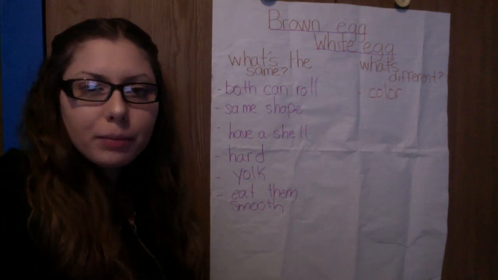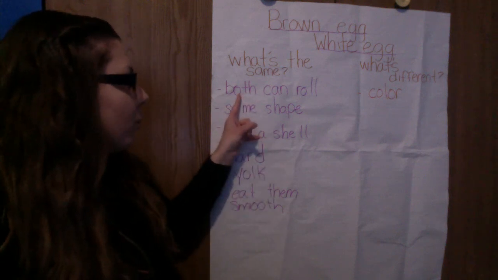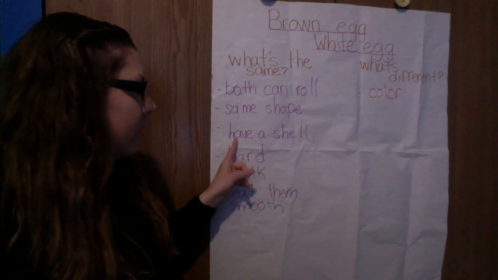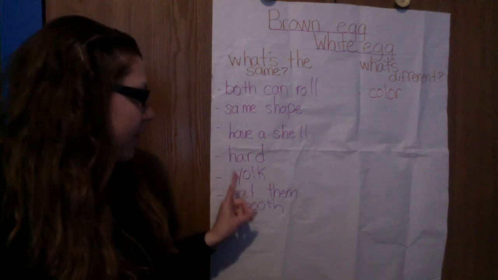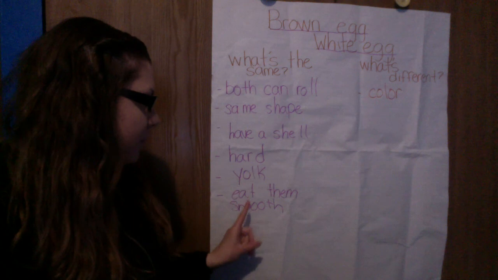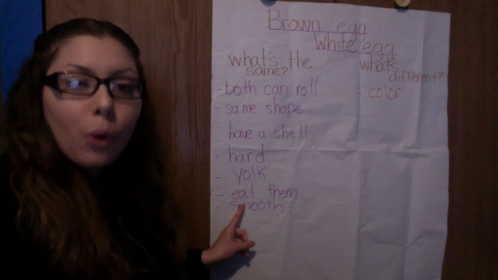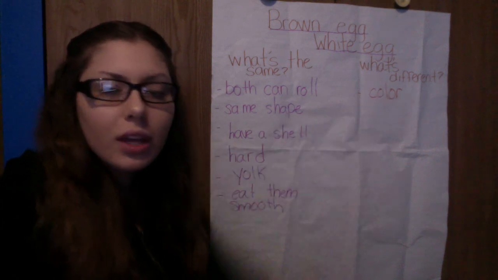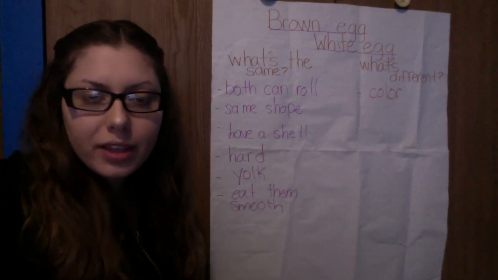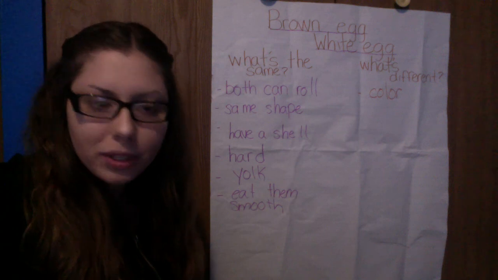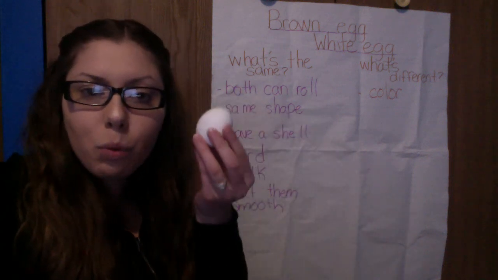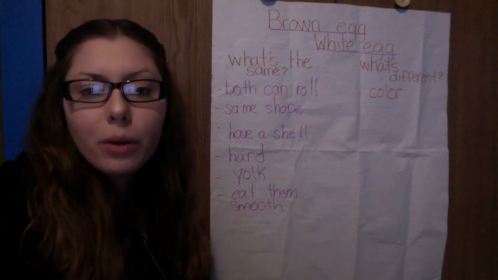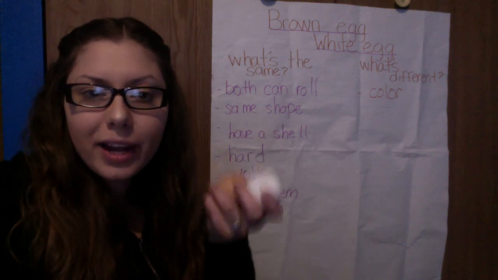The students should come up with things such as both can roll, they're the same shape, they both have a shell, they both feel hard, they both have a yolk, and you eat them both. The only difference between the 2 eggs is their color. I will then ask the students what they think will happen if I crack the 2 eggs open. Will the white egg be white inside? Will the brown egg be brown inside? Or will the 2 eggs look exactly the same when I crack them open?